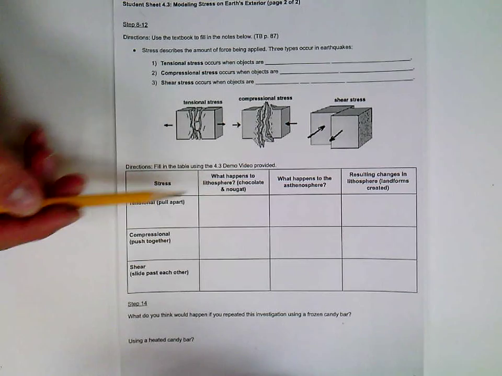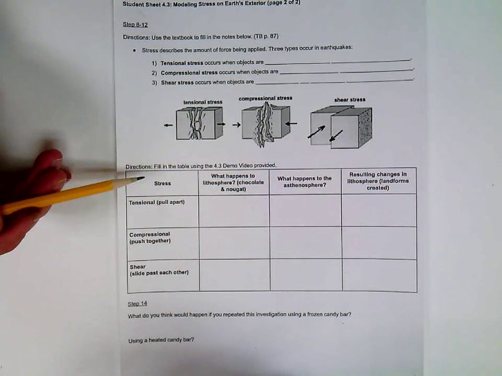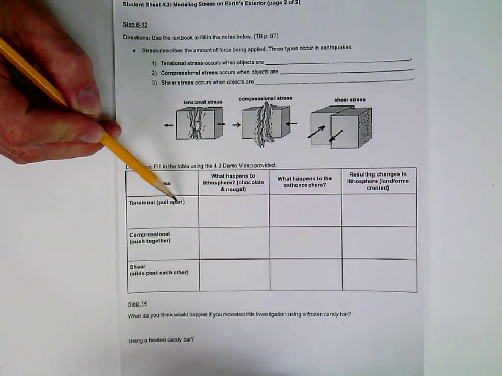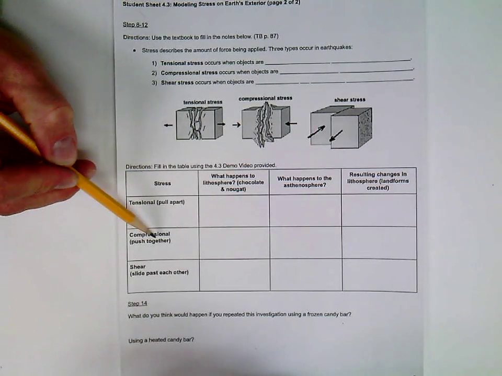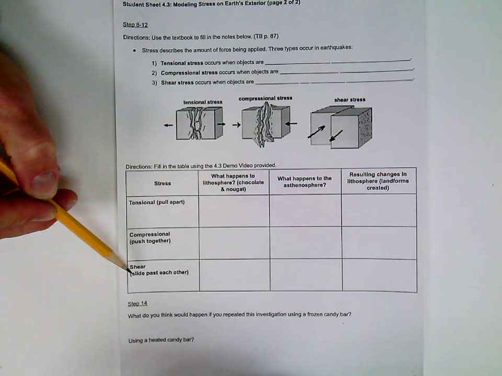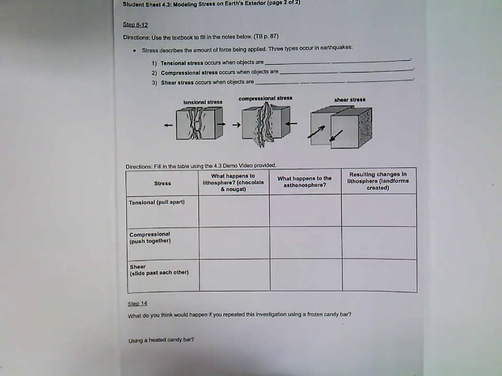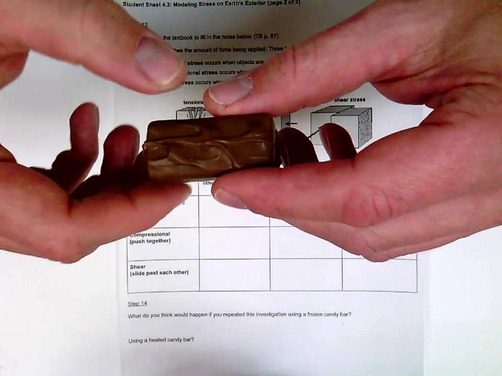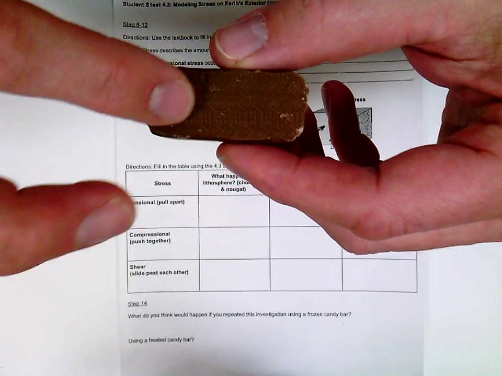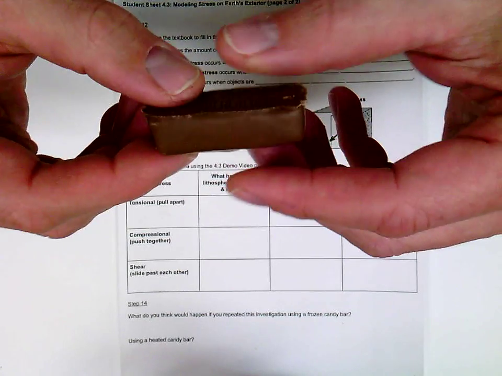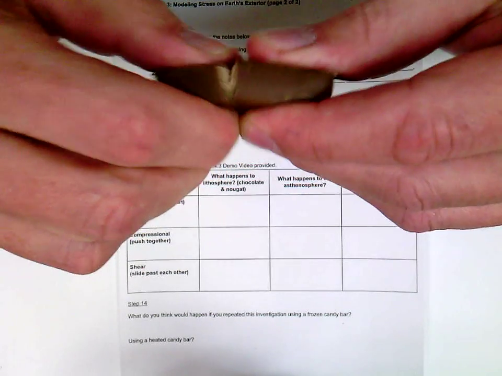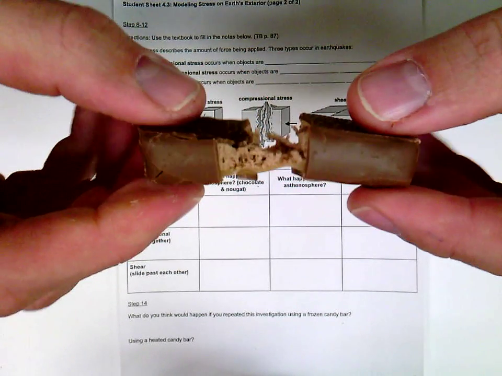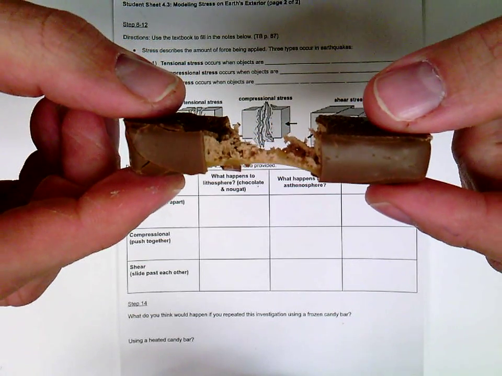And then I'm going to demonstrate the bottom part here, what happens to a Milky Way bar during tensional stress or pulling it apart, compressional, which is pushing it together, or shear, which is sliding them past each other. Okay, so the first one, we're going to pull apart. We're going to take a Milky Way right here. Okay, remember, this is the surface of the Earth, the flat part. And then what we're going to do is I'm going to pull it apart.